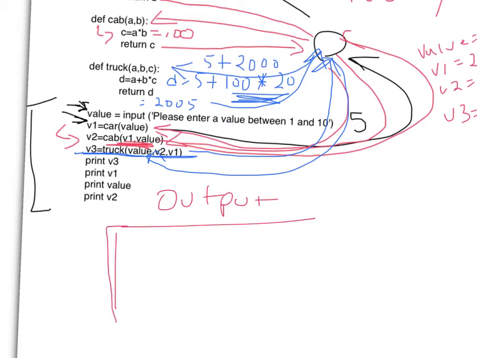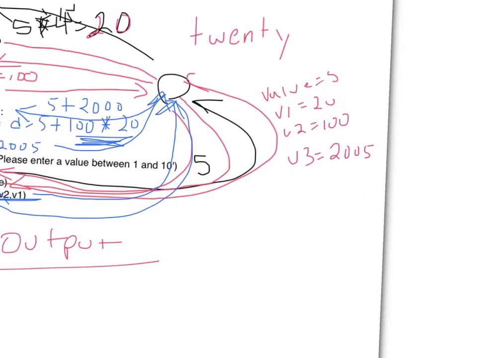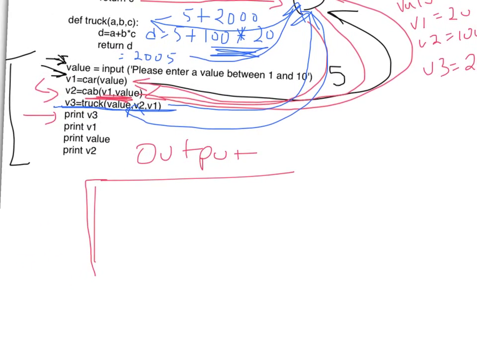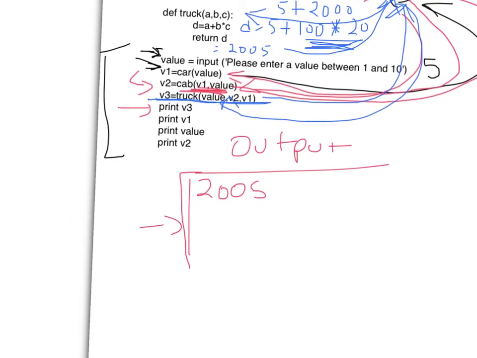Output. First on the output, it says print V3. What is V3? We have that written down over here. All this information is stored. V3 is 2005. So, first thing it's going to print is 2005. Simple enough. Then it's going to go to the next line down.